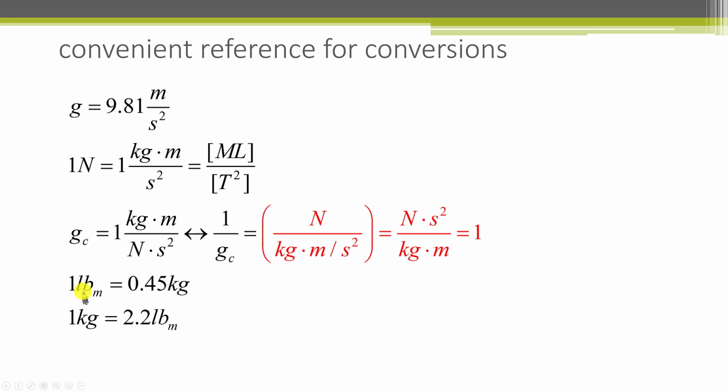Here are two other conversions. The pound mass, you look these up typically on the internet, is 0.45 kilogram, or a kilogram is 2.2 pounds mass.